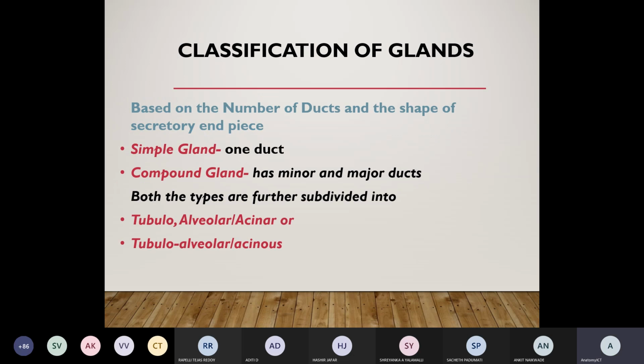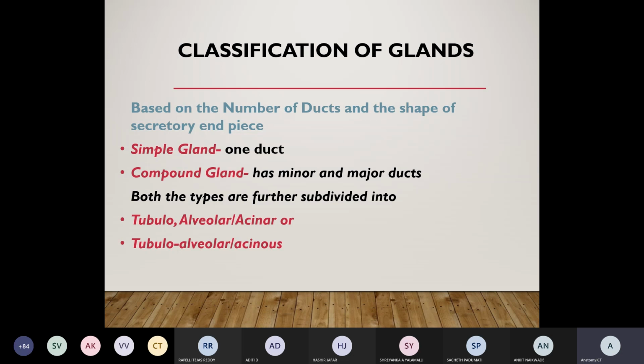Now, classification of the glands based on the number of ducts and the shape of the secretory end piece. For example, a simple gland may have one duct, which opens into the effector organ, so only single. A compound gland means it may have minor or major ducts. For example, in your parotid gland there are multiple small ducts which open into ductules, which ultimately form an organ. So we call these compound glands.